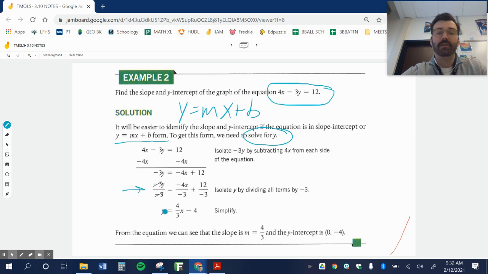Okay. If you look here, the slope is 4/3. The y-intercept is negative 4, which should be written as (0, negative 4).